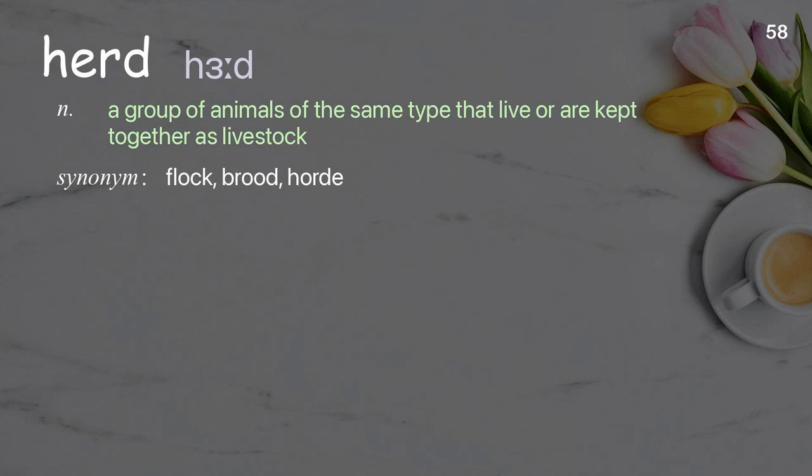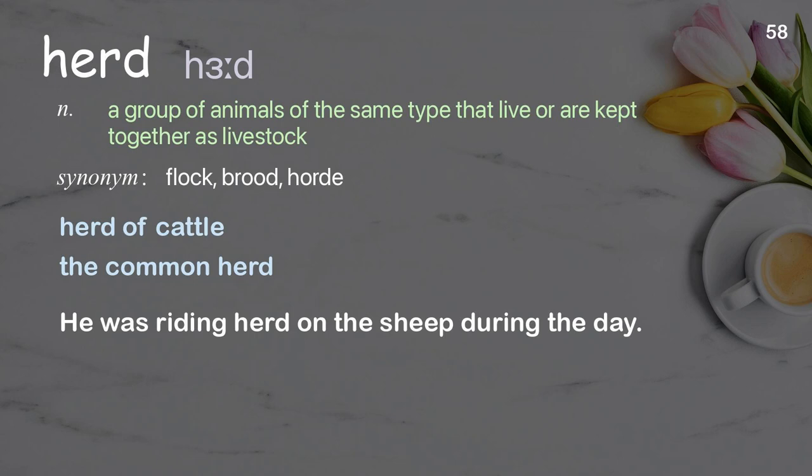Herd. A group of animals of the same type that live or are kept together as livestock. Examples: Herd of cattle. The common herd. He was riding herd on the sheep during the day.